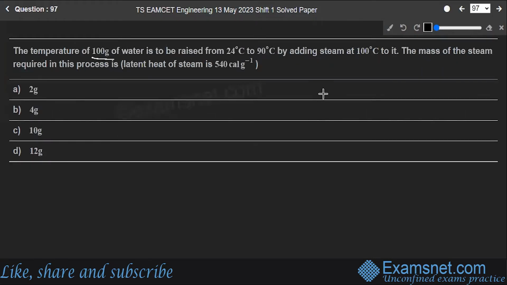If the temperature of 100 gram of water is to be raised from 24 degrees Celsius to 90 degrees Celsius by adding steam at 100 degrees Celsius to it, the mass of the steam required in this process is what? Also, the latent heat of steam is 540 calories per gram. You are given in the question mass of water as 100 gram and change in temperature. It has moved from 24 to 90. So this is equal to 66 degrees Celsius. This is the change in temperature.